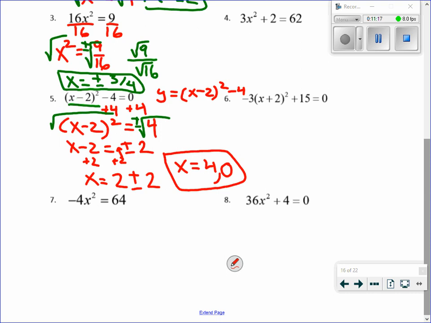So let's check out number 7. What's our first step in number 7?